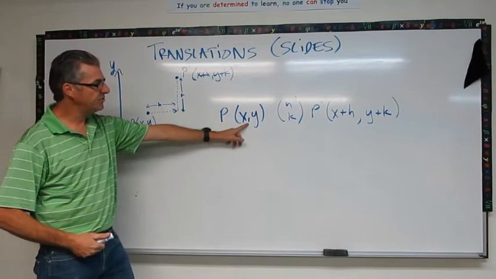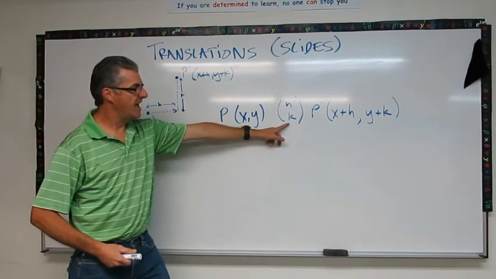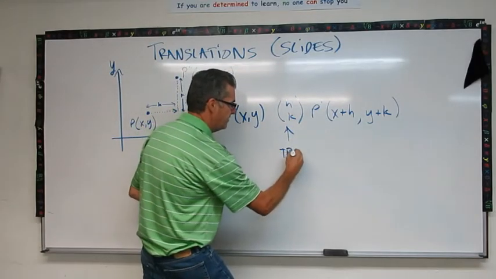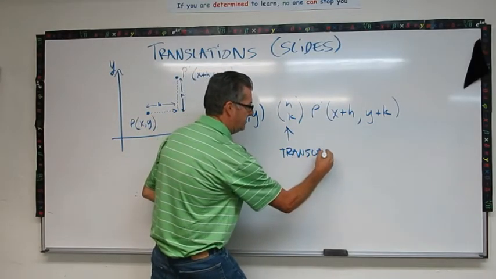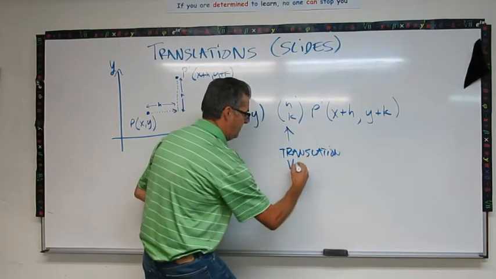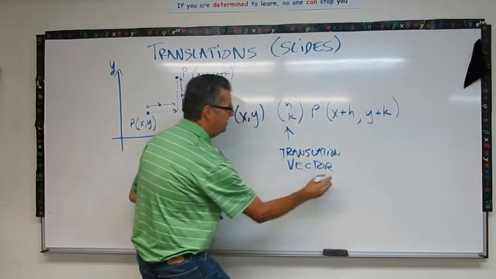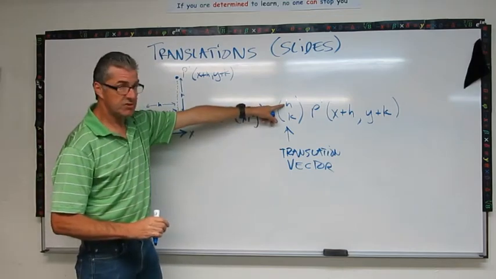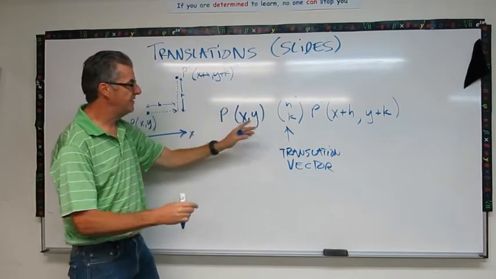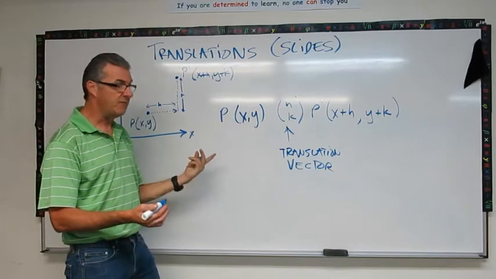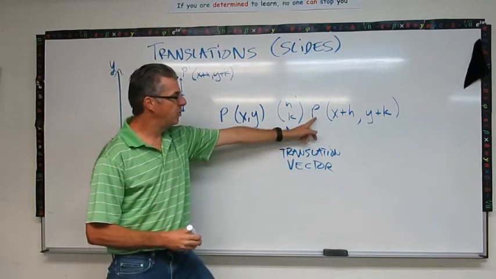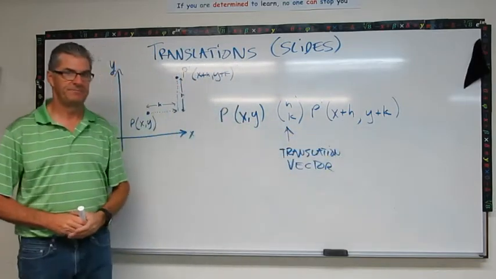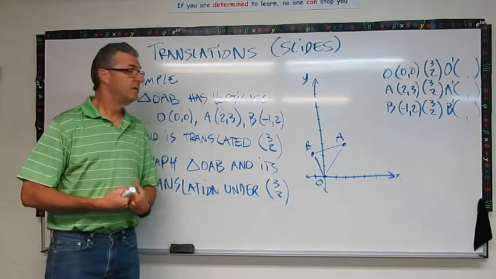We have some notation here. Point P, x, y, translated over h, k, and this is called the translation vector. So we write that. It's maybe confusing because you write the x coordinate on top of the y coordinate instead of in typical coordinate point format. And then we end up with point P prime, which is x plus h comma y plus k.